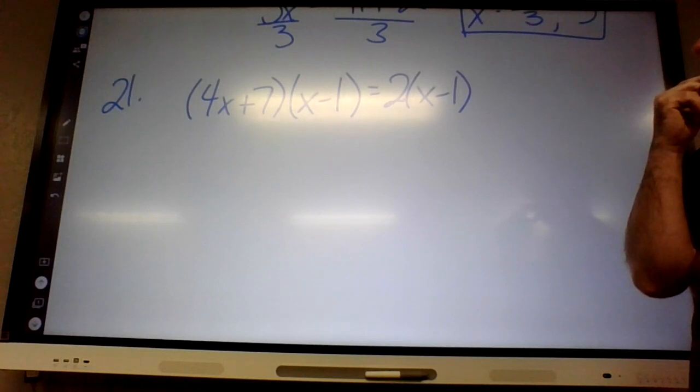Okay, what do you guys think on this one? Could you put the x minus ones together somehow?